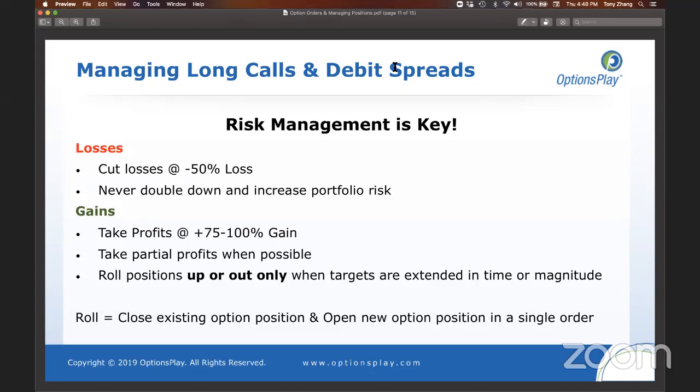In the last strategies that we talked about, selling cash secured puts, selling covered calls, selling credit spreads, those are all option selling strategies. So the rules for managing them, generally speaking, are pretty clear cut.